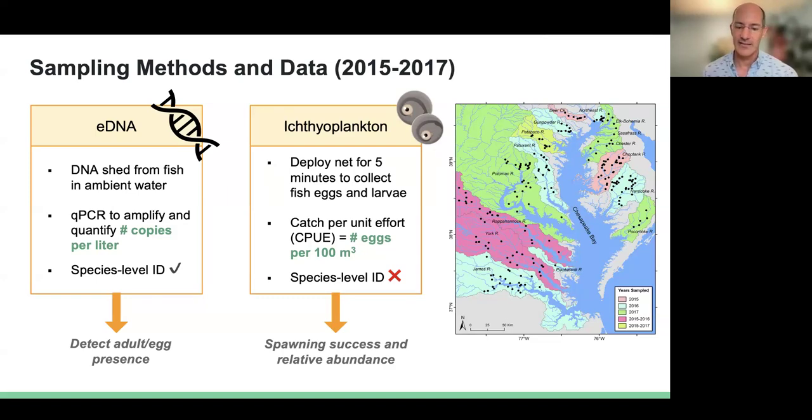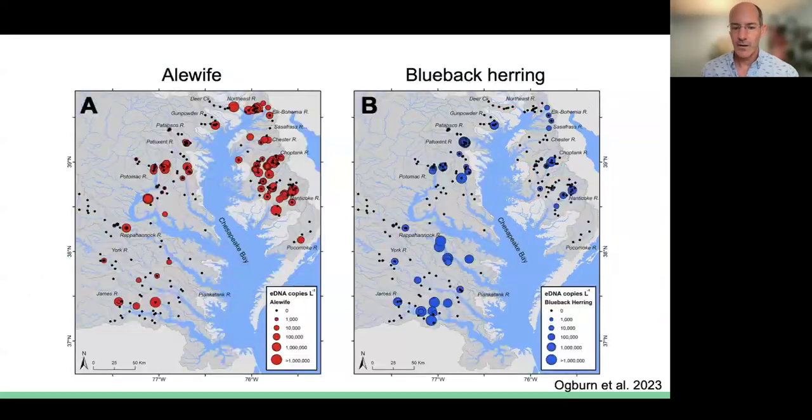But it does tell us, which eDNA does not, if the fish are actually spawning there because there are eggs there and you know that they're reproducing. I'm just showing the DNA data, but wanted to give you the sense that we're comparing, again, both the DNA approaches and the more traditional approaches to sampling.